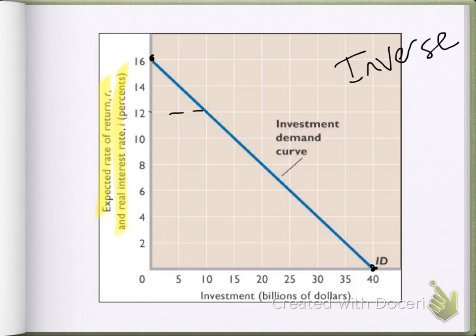So say at 12%, $10 billion could be invested profitably because they would expect to make at least that on a return. But again, if the interest rate drops down to 4%, that triples the amount of investment dollars because businesses have a lot more projects that are profitable if they only have to pay 4% on the money they borrow.